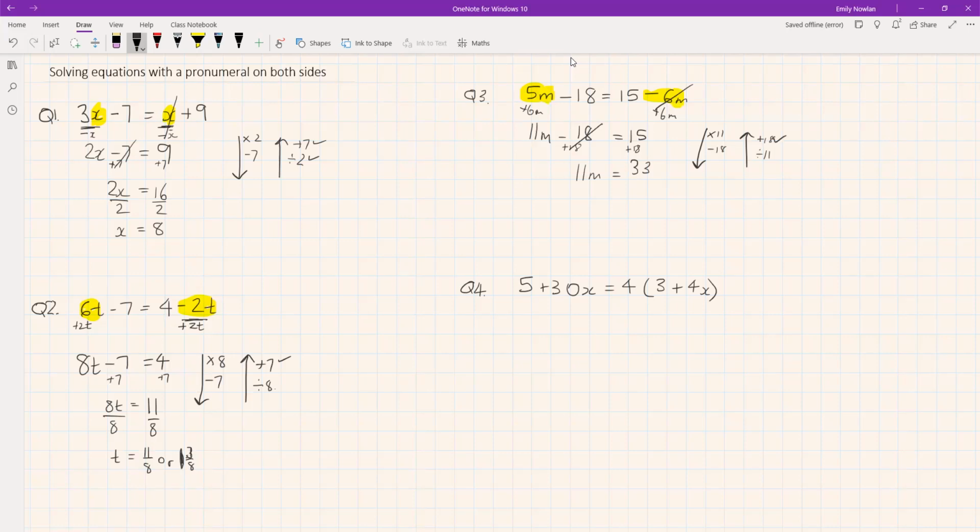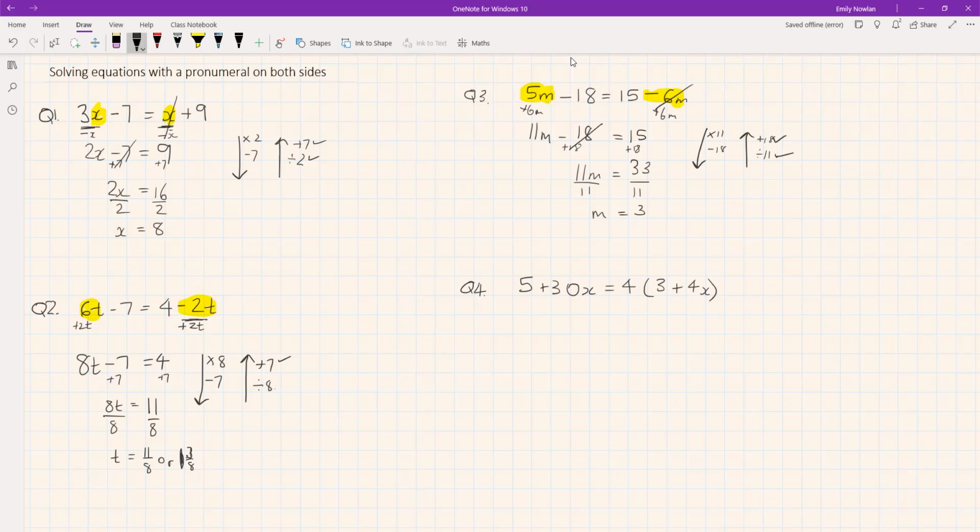Okay, so we've added 18 to both sides. Now we need to divide by 11 on both sides. Divide by 11, divide by 11. m is equal to 33 divided by 11, which is 3. There's our answer. We're done. Remember, you can always check by substituting your answers back into the original question.